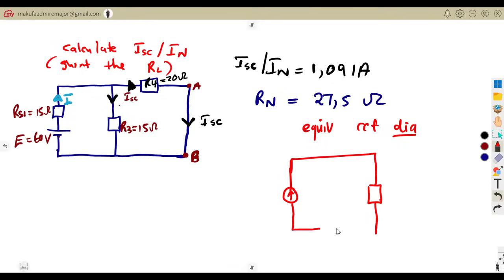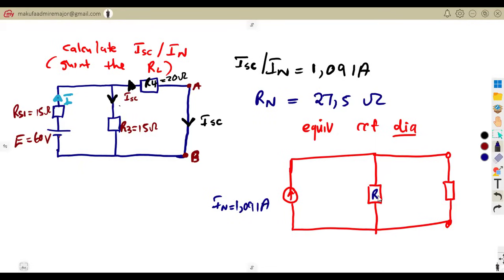The Norton's resistance to the load resistor. So those are the points A and B, where the load resistor, the one that you actually ignored as you're working with your calculations. Now you have to put it back into the circuit. So our short circuit current, or our Norton's current, we calculated that was 1,091 amps. This is our Rn. As we calculated, we got 27.5 ohms.